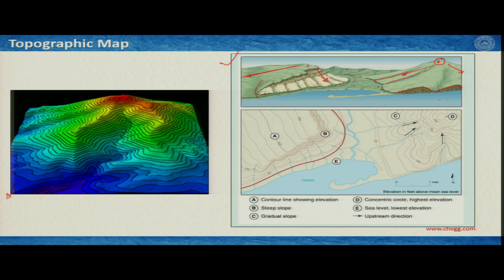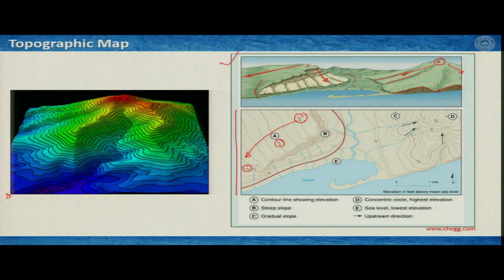Now if I have to represent it in a topographic map, then it looks like this. So here you see that it is contoured, and by this you can figure out, though it's a map view, towards which direction the slope is changing. For example, this is 260, this is 200, this is 100. So you can clearly figure out that this is how the elevation is decreasing.